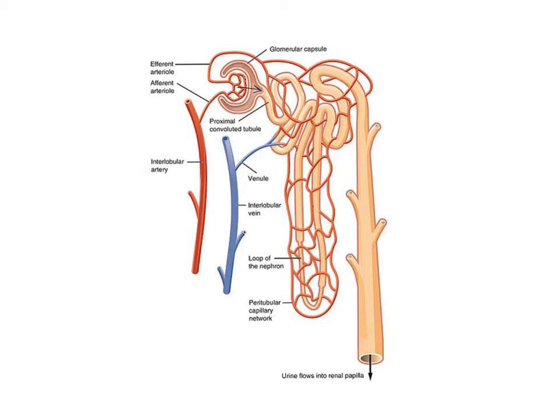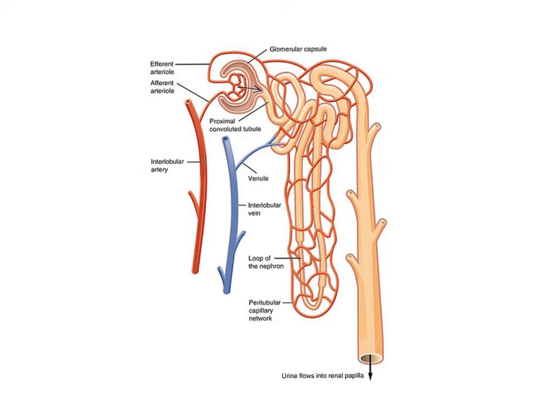All right? So, like I said before, the things that will pass through and into the Bowman's capsule and into the start of this nephron here will be stuff like glucose, amino acids, sodium ions, chlorine ions, potassium ions, water, and other things that the body doesn't want that are small enough to pass through.